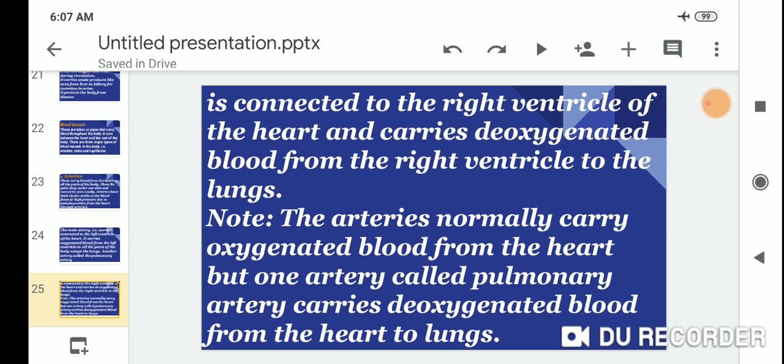So note, arteries normally carry oxygenated blood from the heart, but one artery, called the pulmonary artery, carries deoxygenated blood from the heart to the lungs.